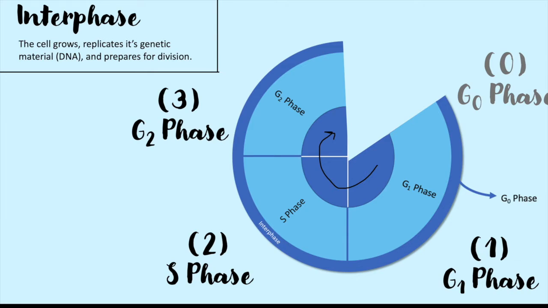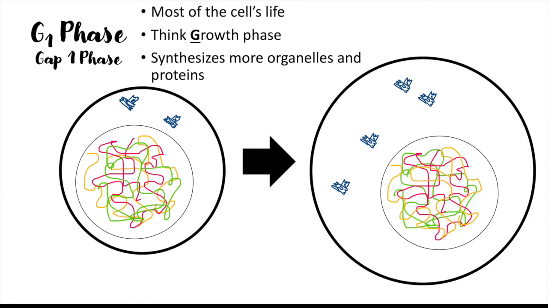We'll start with G1. G1 is an intermediate phase. This is a time for a cell to grow, and it's where it spends a lot of its time. This is a resting area. Proteins and mRNA are also synthesized to prepare for the subsequent steps that lead to meiosis.